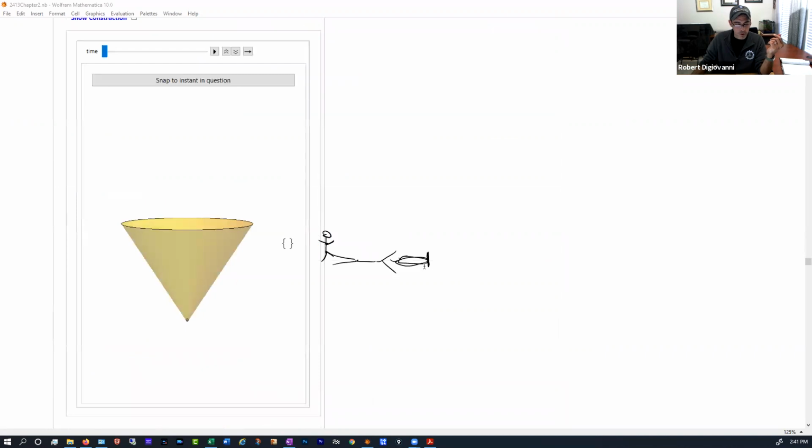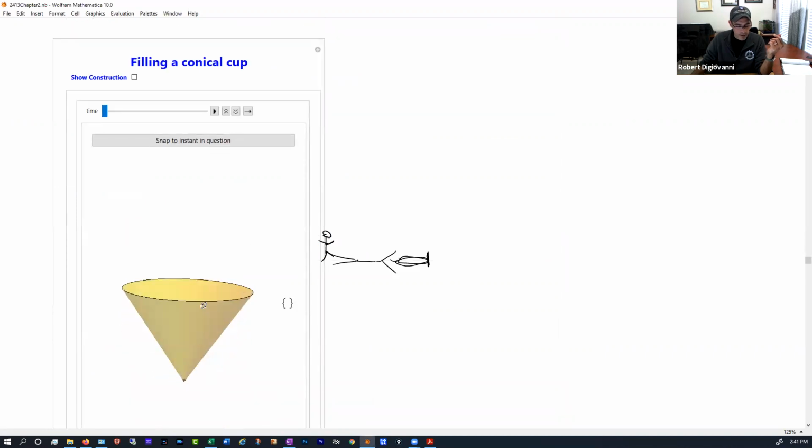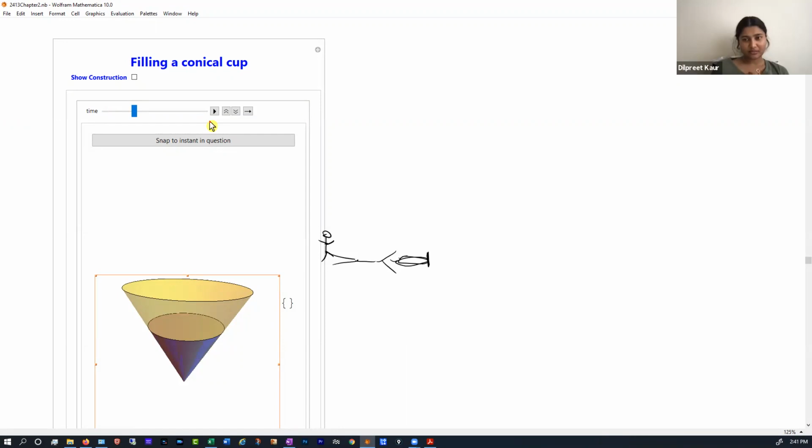This one is one where you have a cup and you're filling it with liquid and everything's happening real time. And then we just say, hey, at that moment right there, how fast was the water level coming up? Will we use limits in it? We're going to be using implicit differentiation.